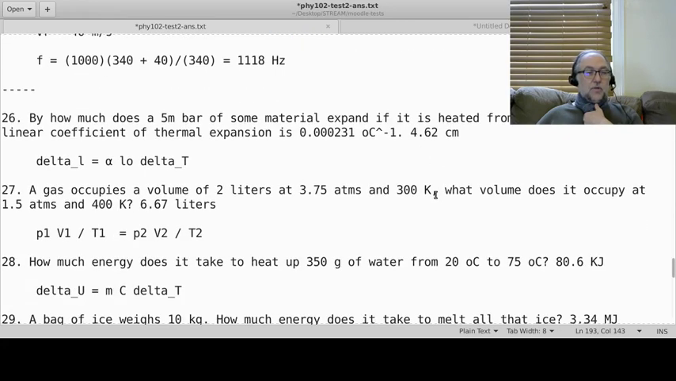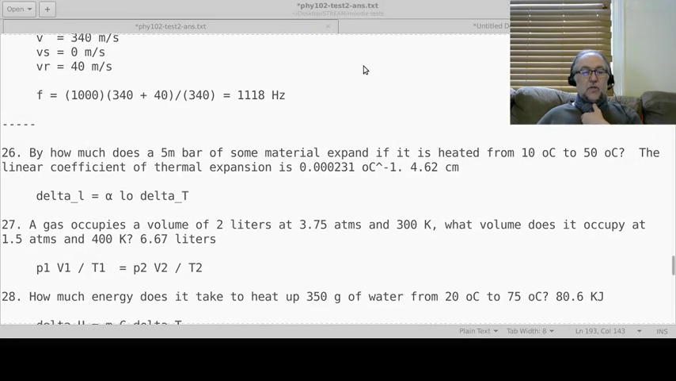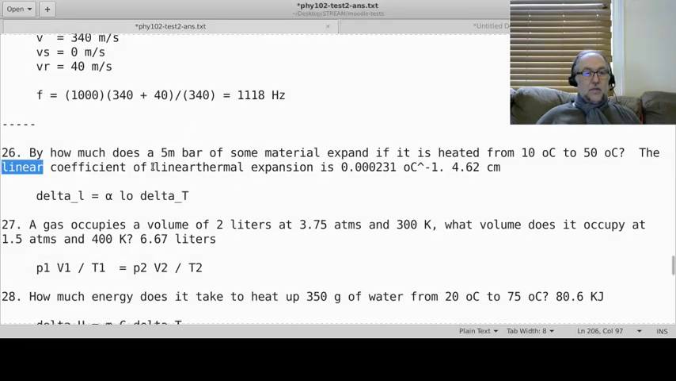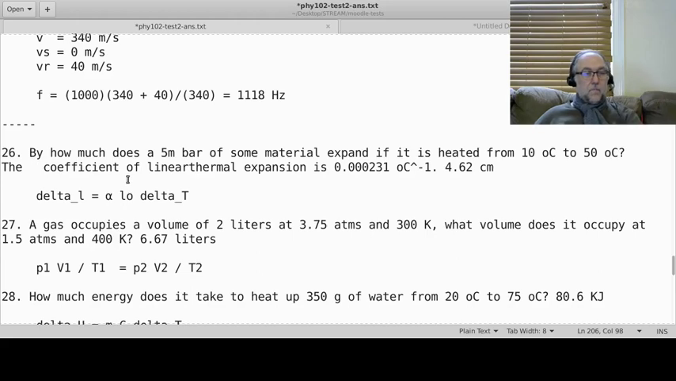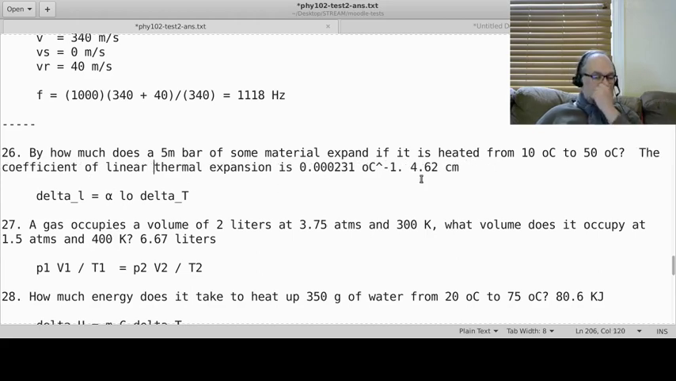Question number 26 was about thermometers. I ask the question: how much does a 5-meter bar of some material expand if it is heated from 10 degrees Celsius to 50 degrees Celsius? And I tell you the coefficient, sorry, that should be the coefficient of linear thermal expansion. I think it's kind of obvious, but that should be there. I gave you that number there.